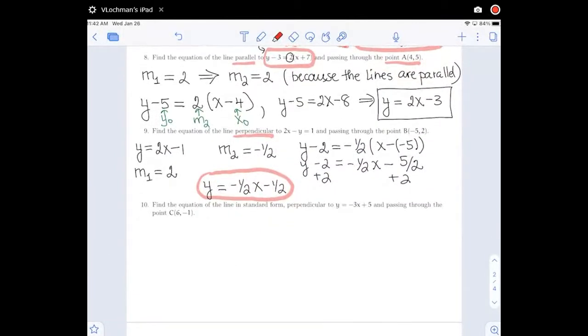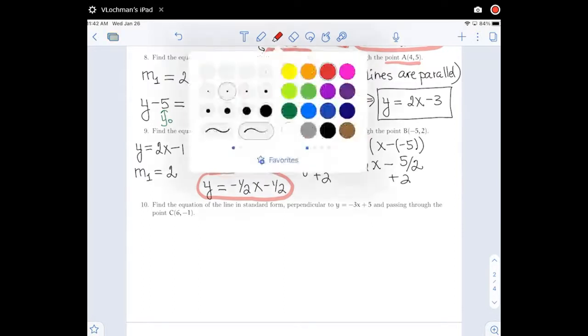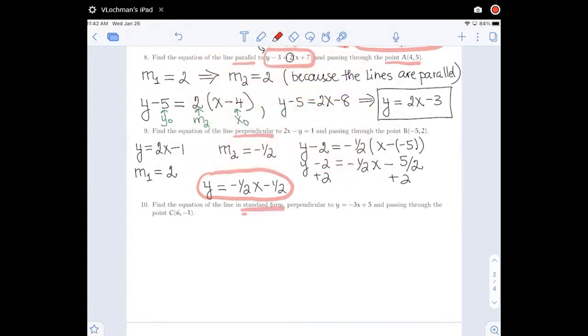Last one. This one is just extended one additional step. It says find the equation of the line in standard form. Okay, so they want a specific form. Perpendicular to y is equal to -3x plus 5, passing through C. Okay, so I'm highlighting all of the relevant information. Okay, standard form. So that's going to be the last step. All the previous steps are exactly like what we've done in problem 9.